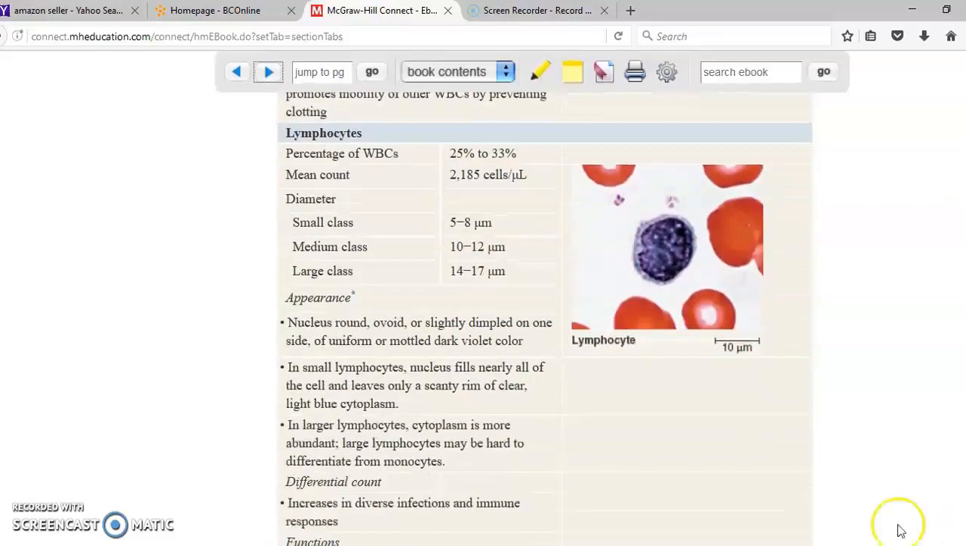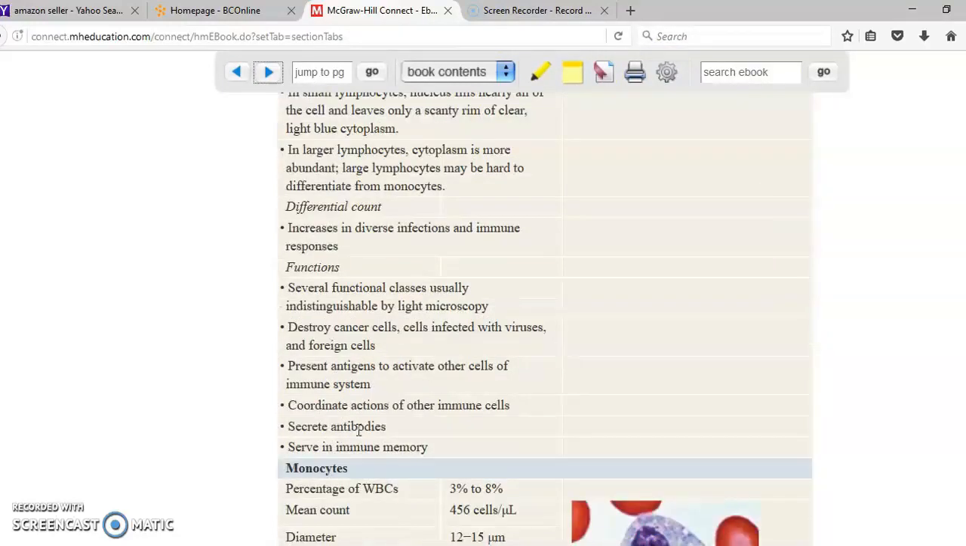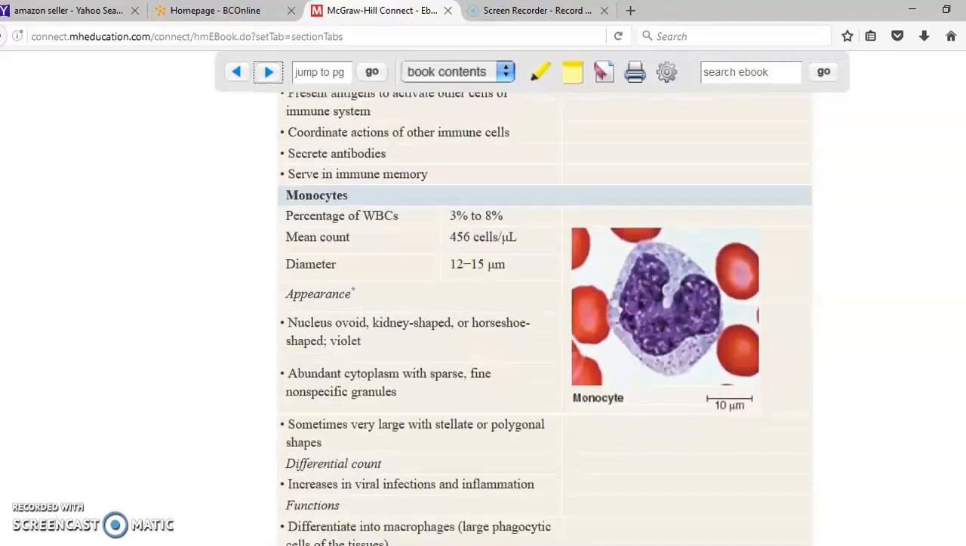And now we go into agranulocytes. Lymphocytes. Lymphocytes make up 25 to 33% of the white blood cells that you may find in the blood smear. There are two different types of lymphocytes: one is lymphocyte B, and the other is lymphocyte T. The lymphocyte B is the one in charge of producing the antibodies. The lymphocytes T are, for example, the ones in charge of destroying cancer cells or cells infected with viruses.